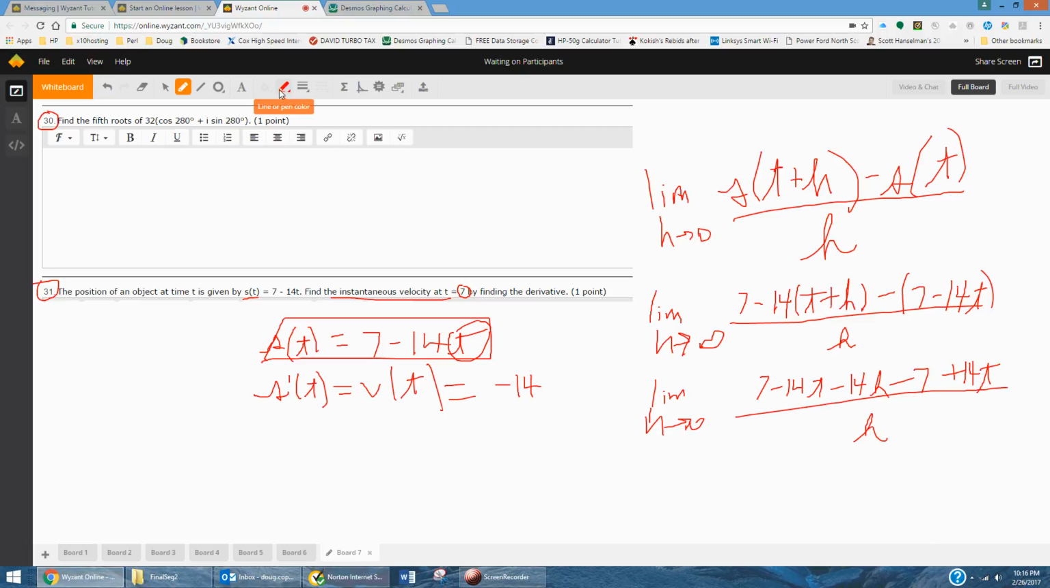Start combining the similar terms in the numerator. The 7 and the minus 7 combine to 0. The minus 14t and the plus 14t combine to 0. I've got minus 14h over h. As h gets close to 0, these can cancel out, and I'm just left with the constant negative 14, which is the same thing we get with the shortcut. So the answer to number 31 is negative 14.